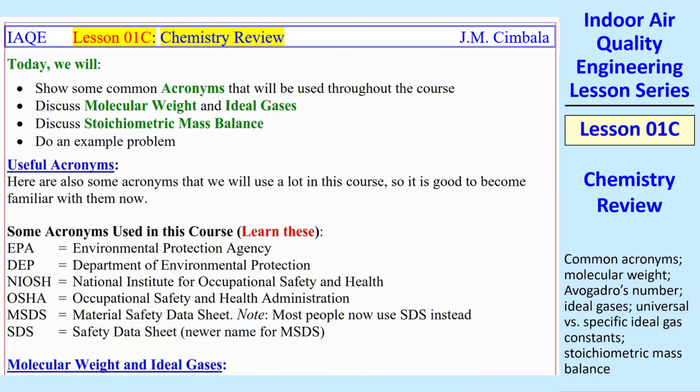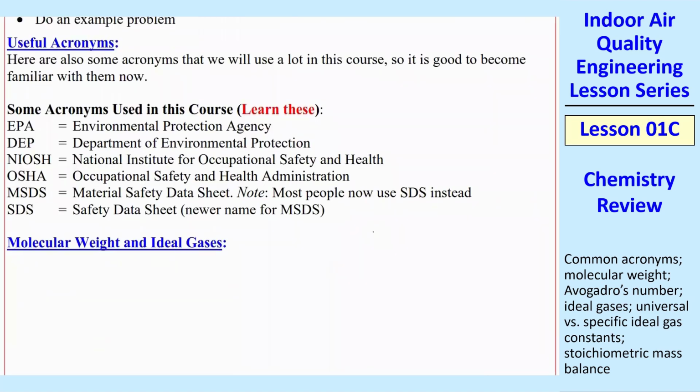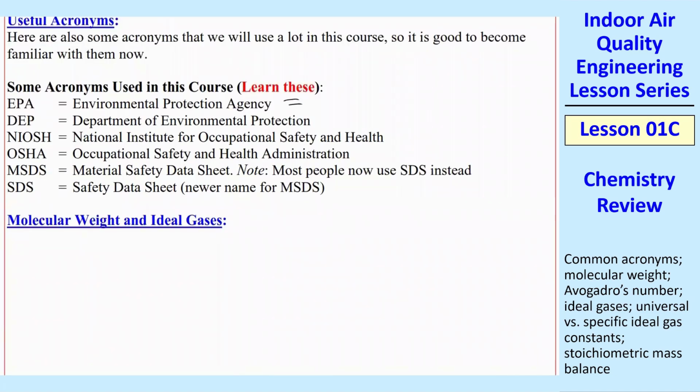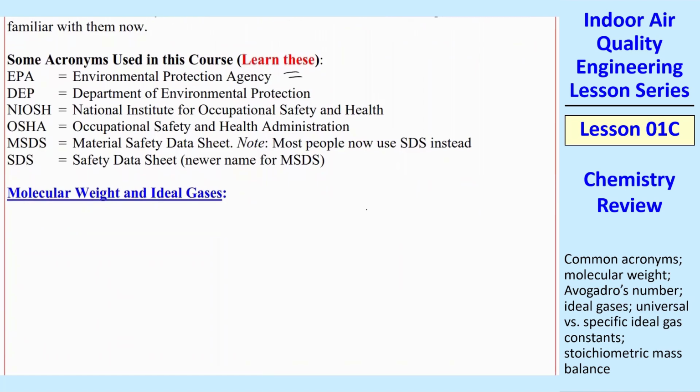I'm going to start by showing some common acronyms that we'll use throughout the course, and then we'll talk about molecular weight, ideal gases, and stoichiometric mass balance. We will use all of these acronyms throughout the course, so it would be good for you to learn these things. EPA, DEP, etc. You can read these. I'm not going to read them all to you.